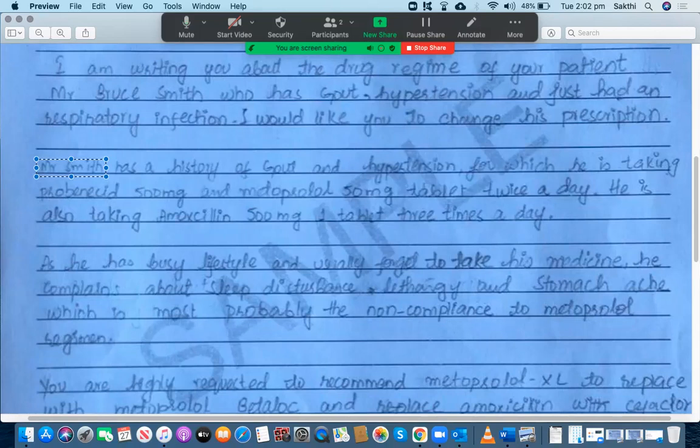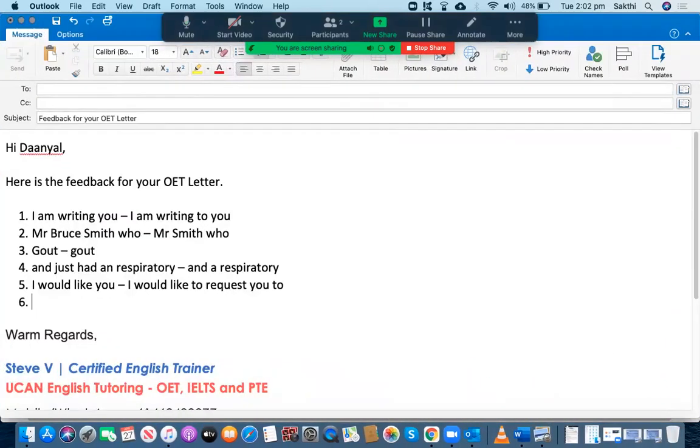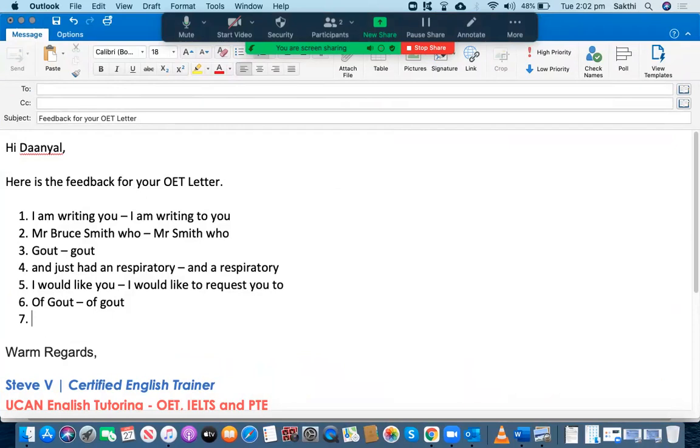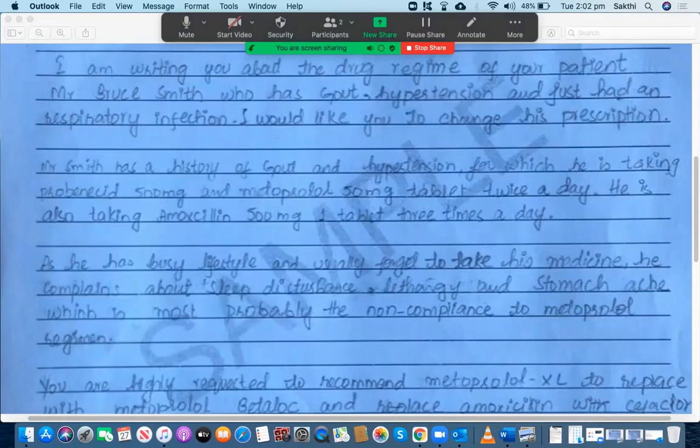Has a history of gout. Let's say "of" and then "gout". That's wrong. You should say "of" and then a small g, "gout". All right, gout, and hypertension, for which he is taking this medication tablet twice a day.